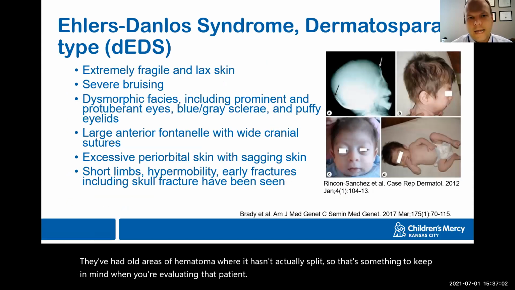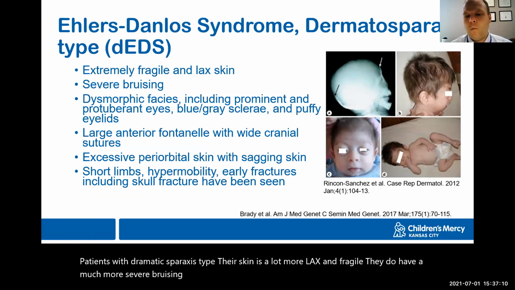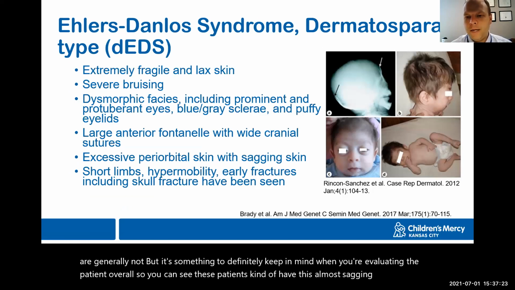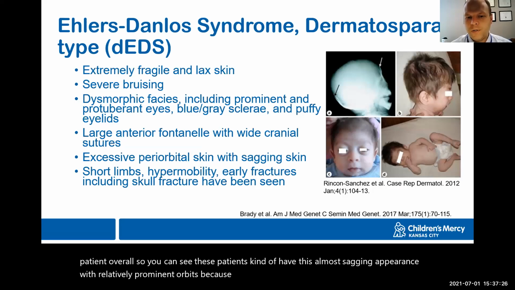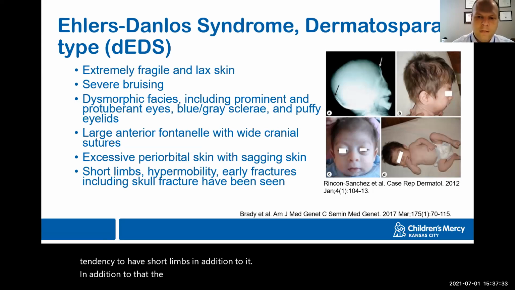Patients with dermatosparaxis type, their skin is a lot more lax and fragile. They do have a much more severe bruising. They're dysmorphic in a way that the patients with classic type are generally not. But it's something to definitely keep in mind when you're evaluating the patient overall. So you can see these patients have this almost sagging appearance with relatively prominent orbits because of excessive periorbital skin. They also have the tendency to have short limbs in addition to the fractures. And like most patients with one of the Ehlers-Danlos syndromes, there is a tendency for hypermobility in this case.